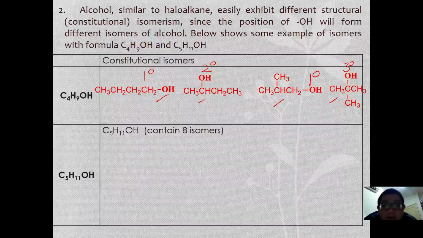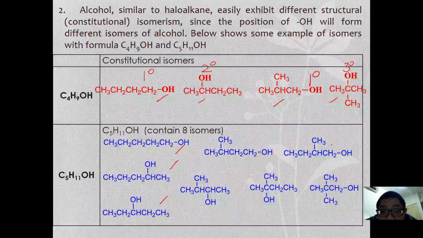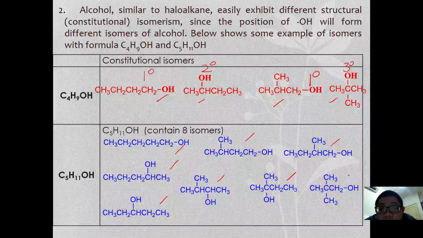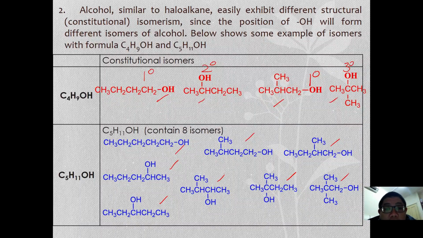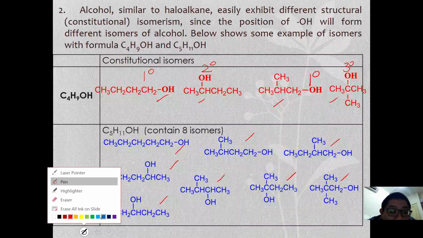For C5 you have 8 isomers: pentan-1-ol, pentan-2-ol, pentan-3-ol. Then you have 2-methylbutan-1-ol, 3-methylbutan-1-ol, 3-methylbutan-2-ol, 2-methylbutan-2-ol, and also 2,2-dimethylpropan-1-ol. So these are all the possible isomers of C5H11OH. A few of them will exhibit optical isomerism, so let's learn together how to identify them.